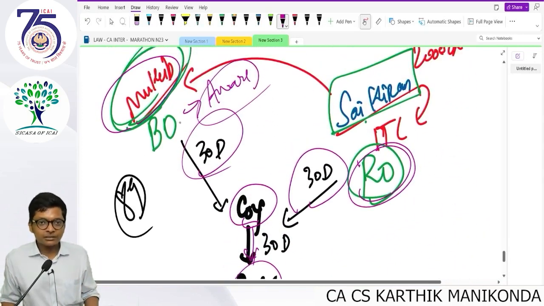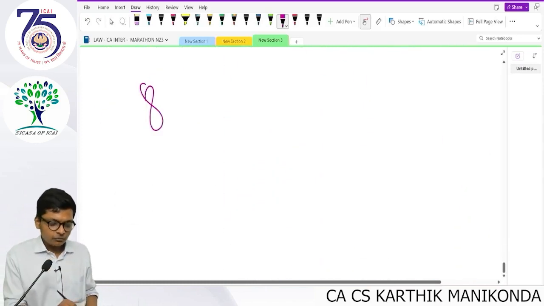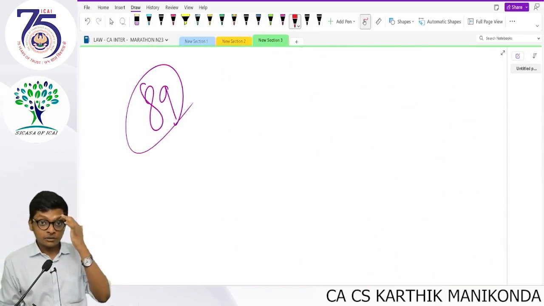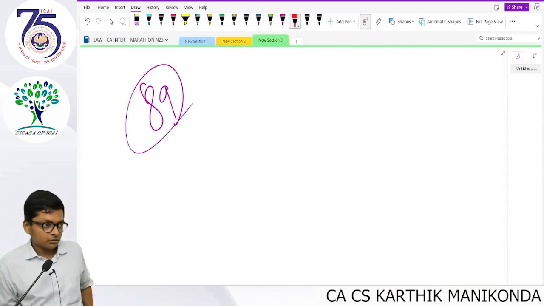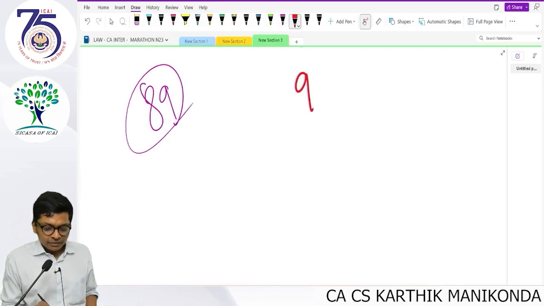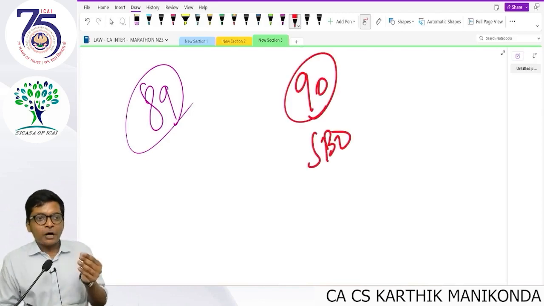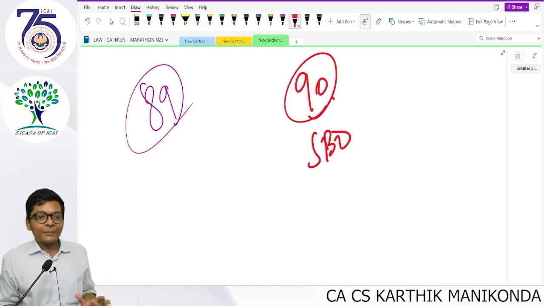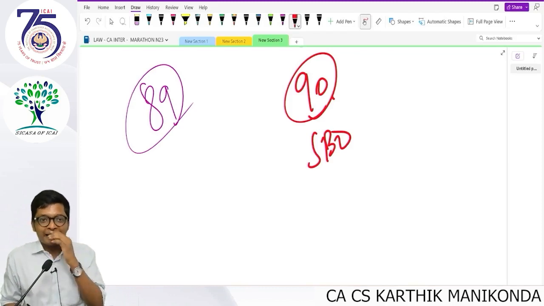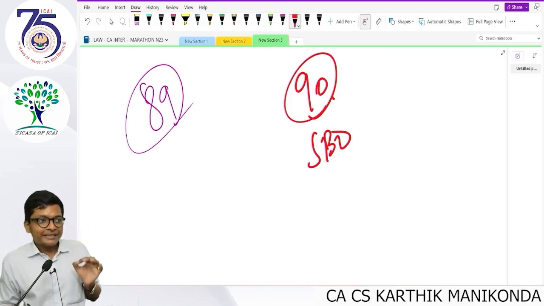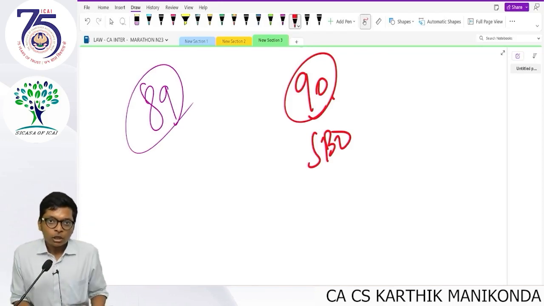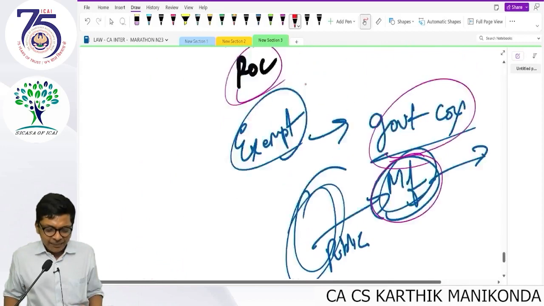Only for other companies. This is which section? I'm sure half of you have not even been aware of this section. I left it. Not aware. Okay, section 90, SBO. This 89 is beneficial owner, 90 is significant beneficial owner. B is basically benami, guys. Don't write benami in exam. Significant beneficial owner. Okay.